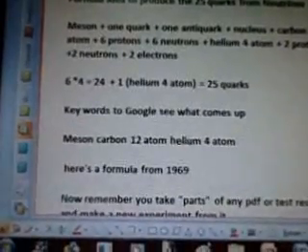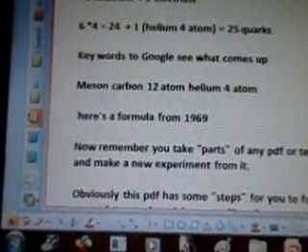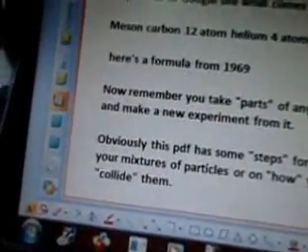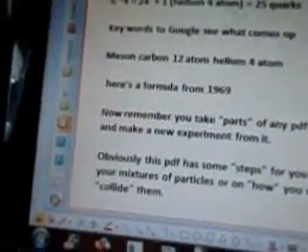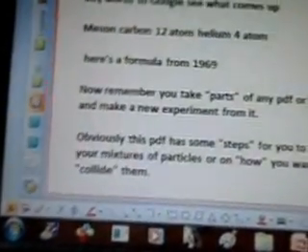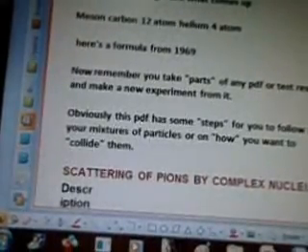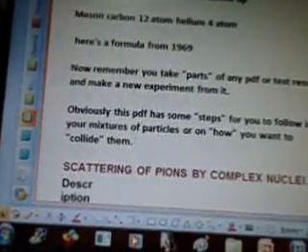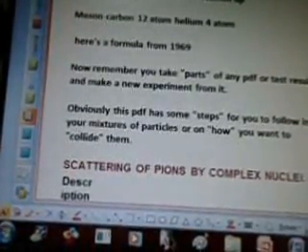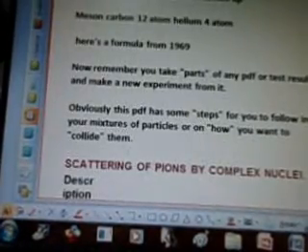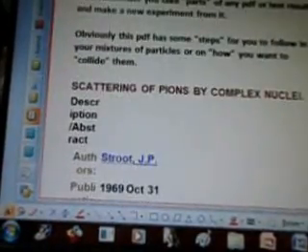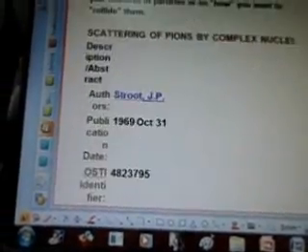The keywords to Google to see what comes up are meson, carbon 12 atom, helium 4 atom. Here's a formula from 1969. Now remember, you take parts of any PDF or test result and make a new experiment from it. Obviously this PDF has some steps for you to follow in your mixtures of particles or how you want to collide them. Okay? Scattering of pions by complex nuclei.